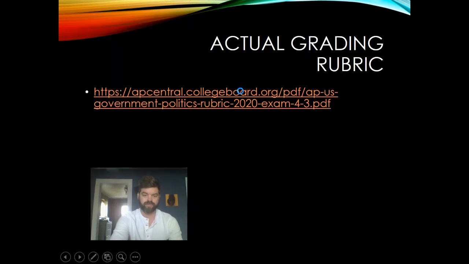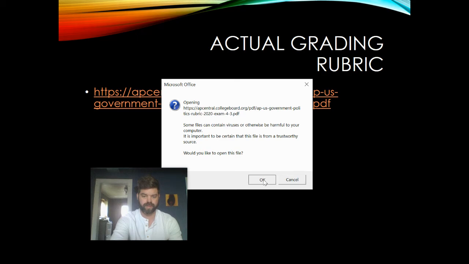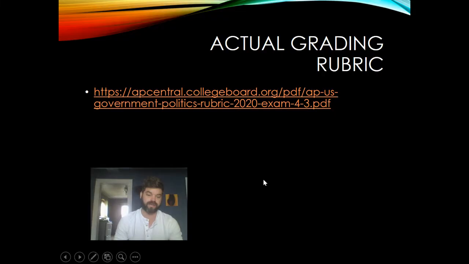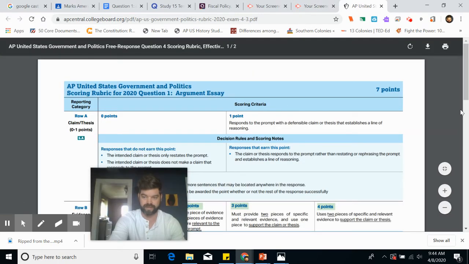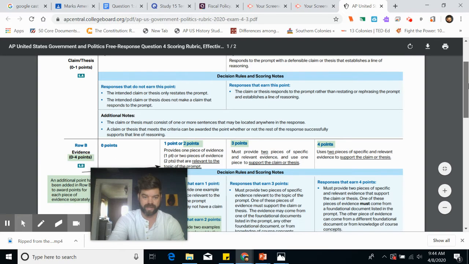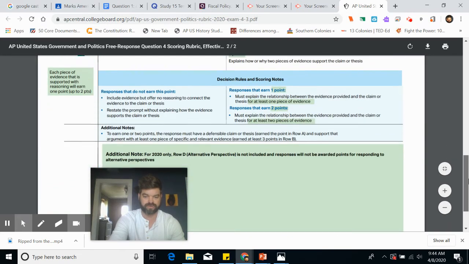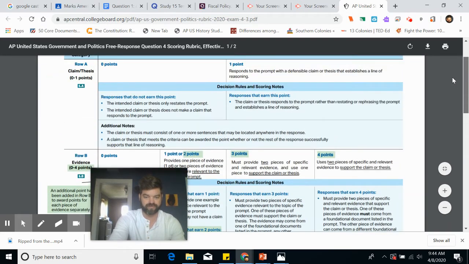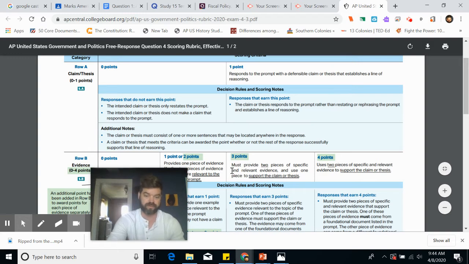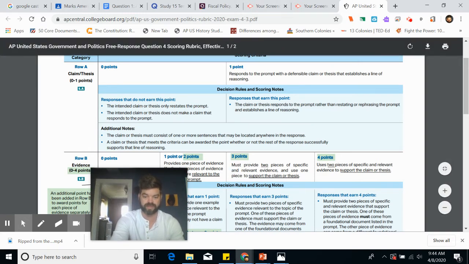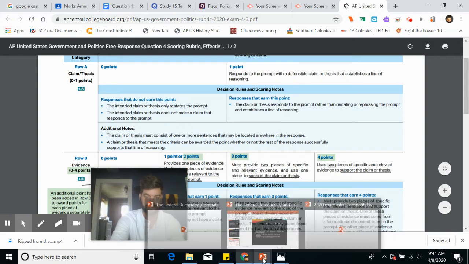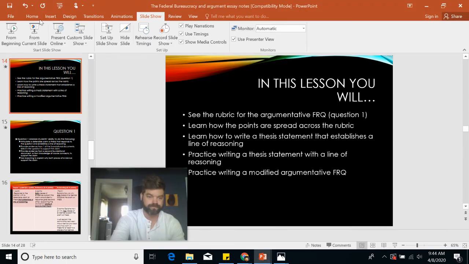Okay, this is what the rubric actually looks like. I'm going to post this Google Slides presentation onto Google Classroom, and you can look at what the rubric actually looks like. The rubric you see here is complicated and convoluted, so I just stripped it down for you guys. But if you want to take a look at what the people who are grading your test are going to be looking at, this is what they're going to be looking at. I would highly suggest checking that out, okay?